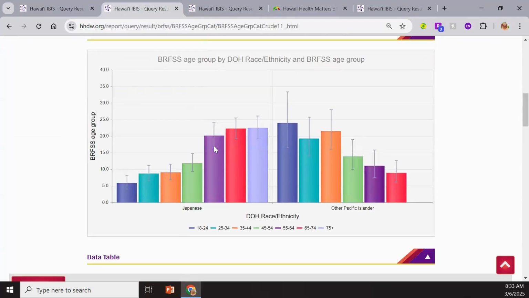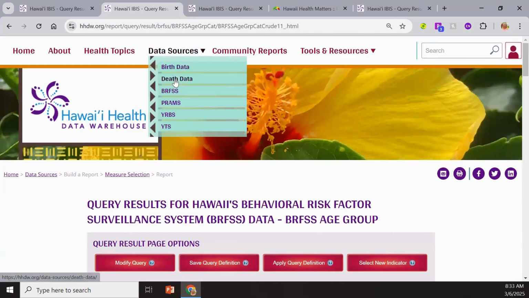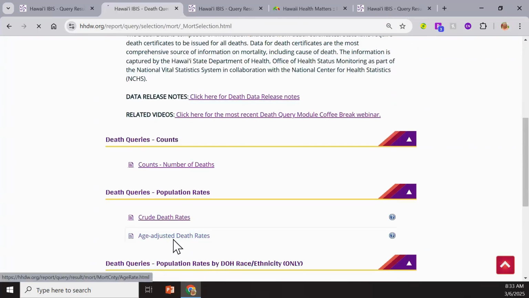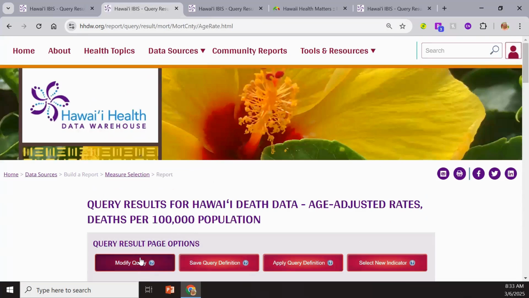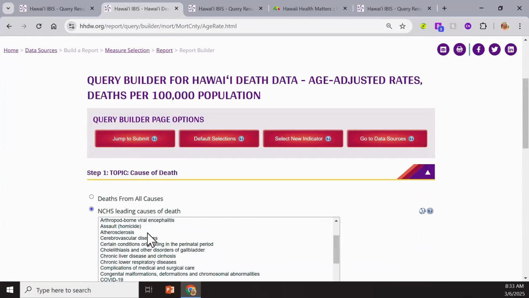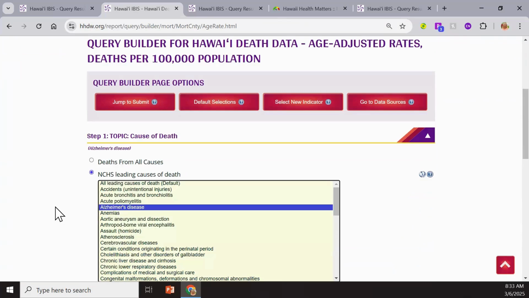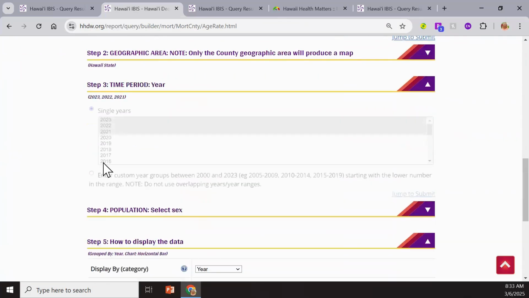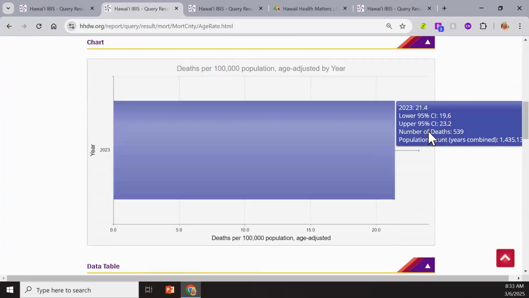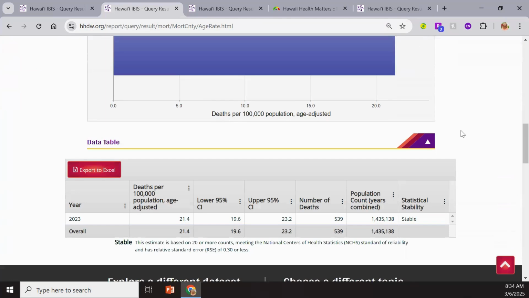But the question asks also to compare this to the age-adjusted rate. So let's quickly run that query. So this time we're going to choose our age-adjusted death rates. We're going to modify the query in the same way. Cause of death will be Alzheimer's disease. And we're only going to look at 2023. So here we can see our age-adjusted rate is actually lower than our crude rate. And this makes sense because our population does skew a little older.